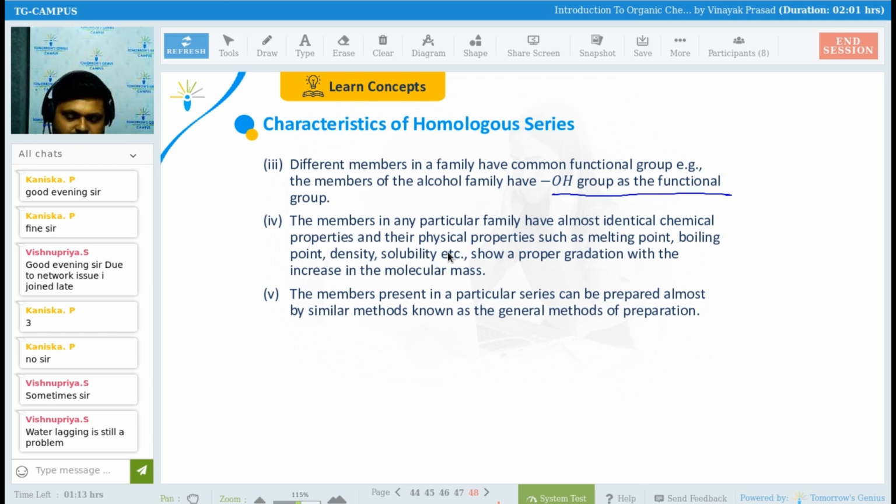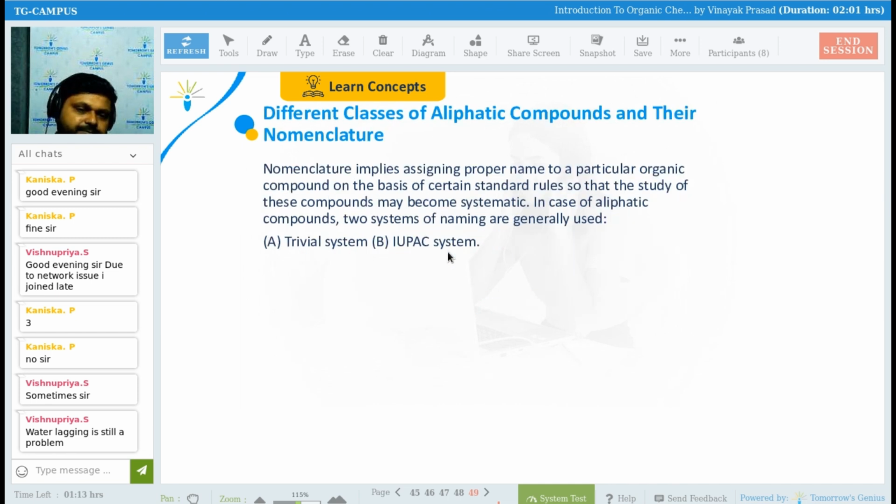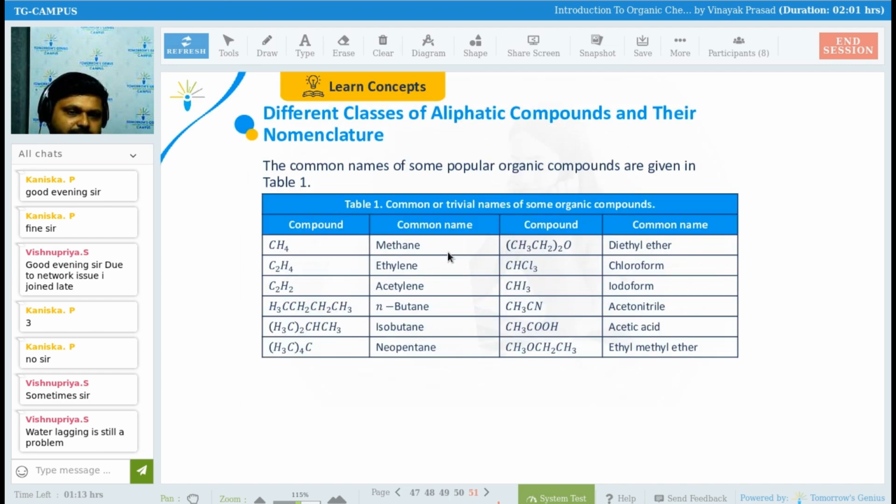So we have seen about the functional groups. Now we are going to do IUPAC nomenclature. We are going to do the nomenclature part, right? See.